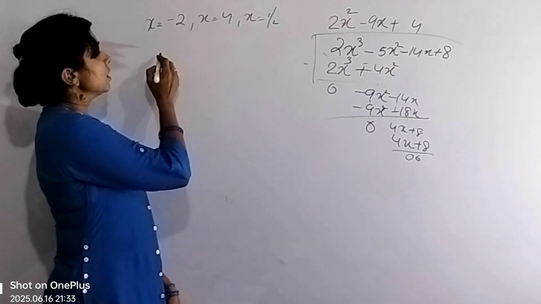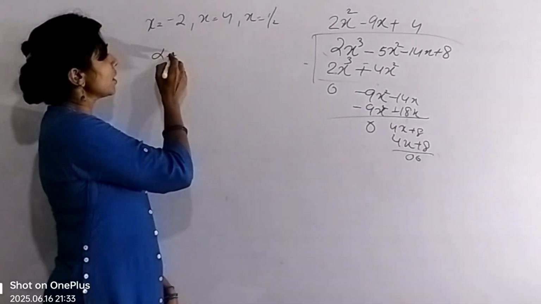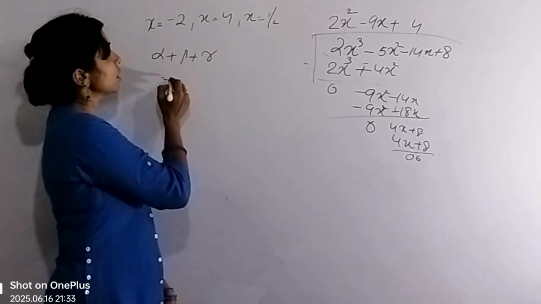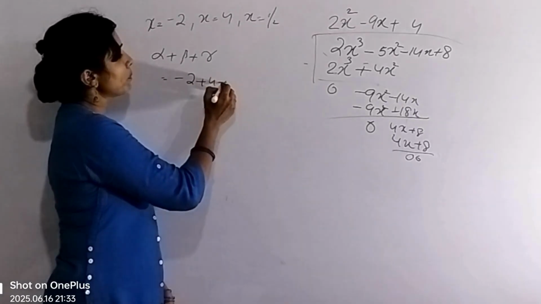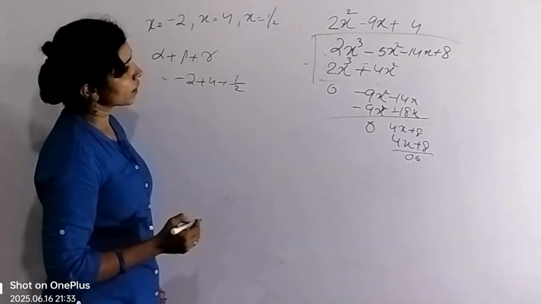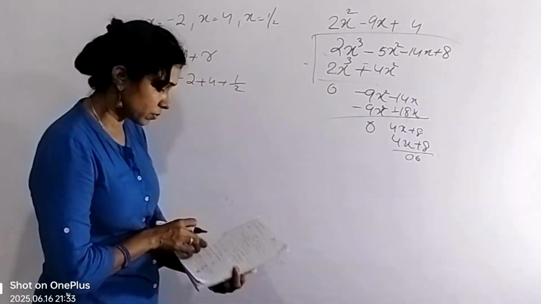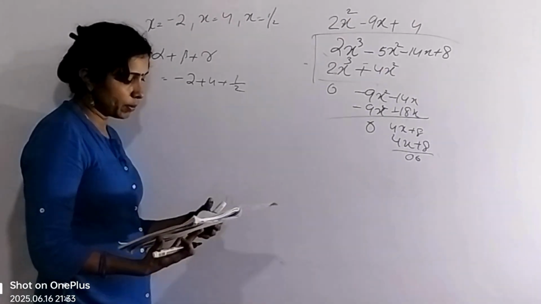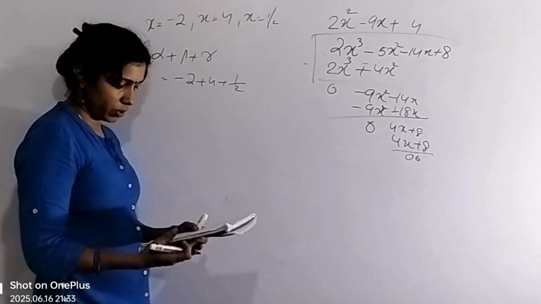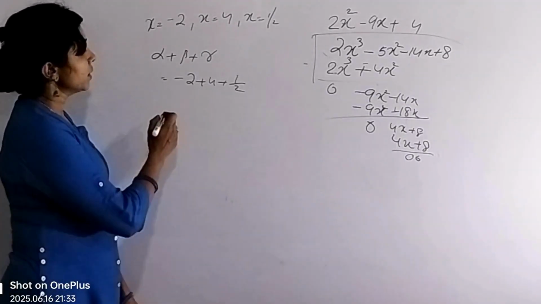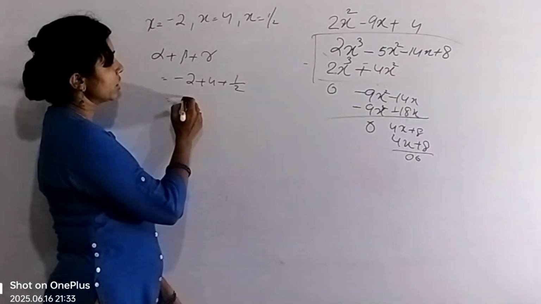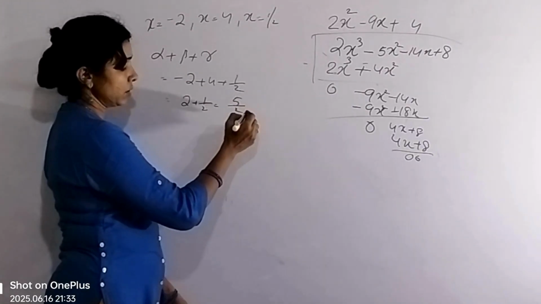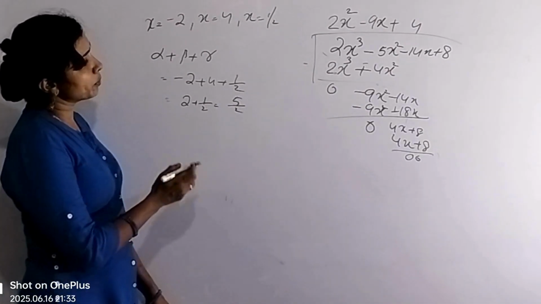Next one is, now what is the sum of the roots here? Suppose alpha, beta, gamma are my roots. So alpha plus beta plus gamma is equal to minus 2 plus 4 plus 1 by 2. Minus 2 plus 4 is 2. 2 plus 1 by 2 is equal to 5 by 2. Clear?